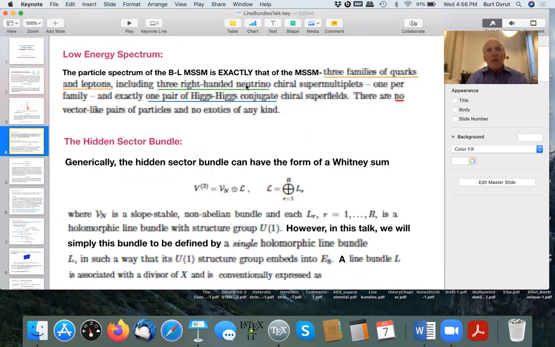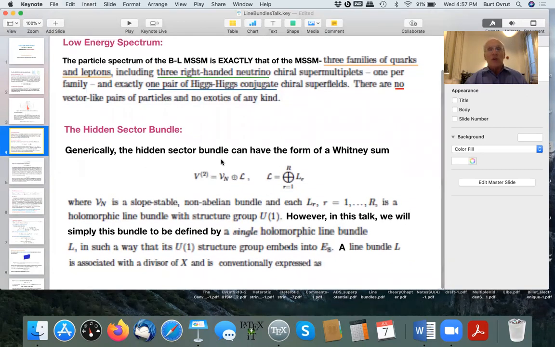The low energy spectrum can be computed for this, and it is exactly that of the MSSM. It's got three families of quarks and leptons, and it's got Higgs and Higgs conjugate superfields, just one pair of those. It has, for each family, a right-handed neutrino chiral supermultiplet. So this is added, if you like, to the MSSM, but it's a standard thing. And there are no vector-like pairs of any kind, no exotic fields of any kind. So it really gives the MSSM, the standard supersymmetric model, in the observable sector.